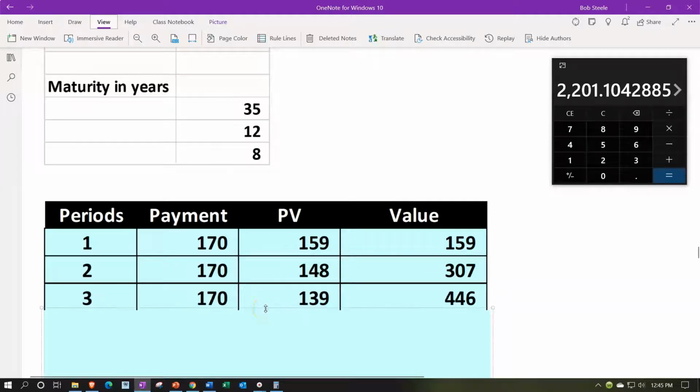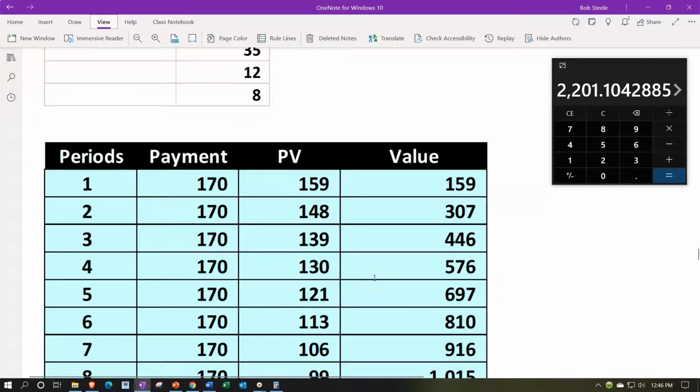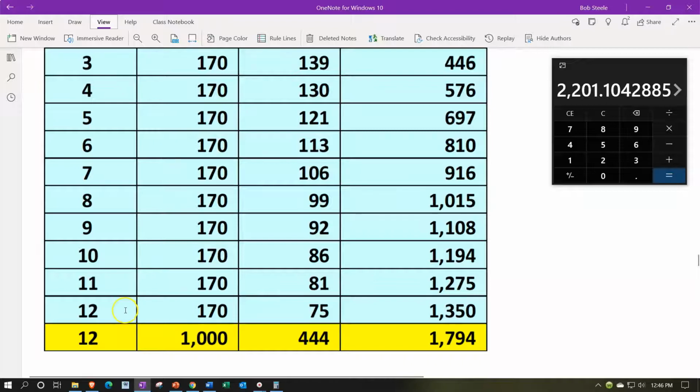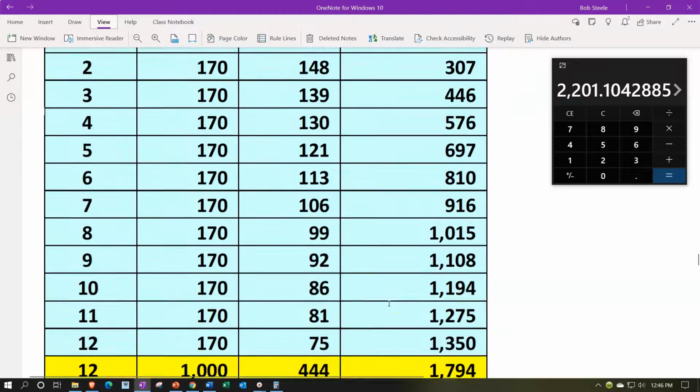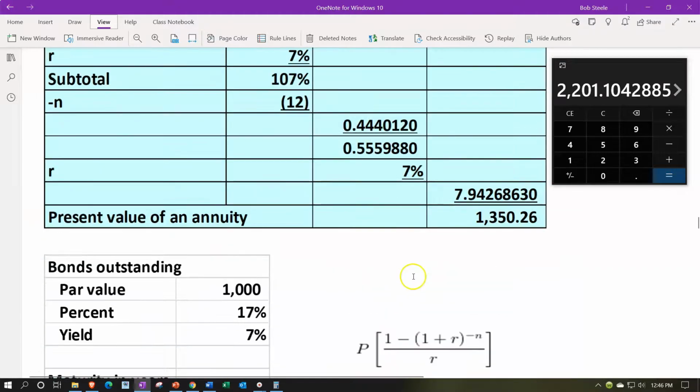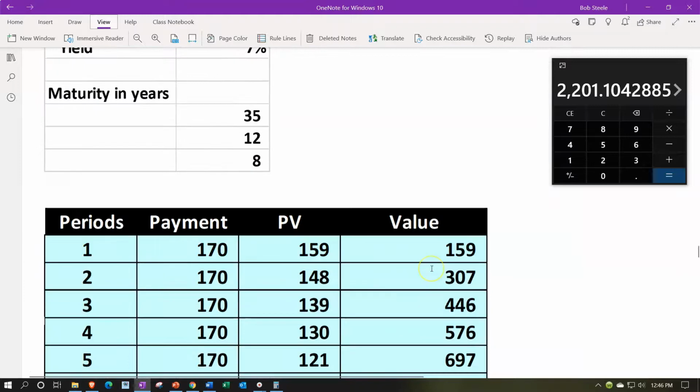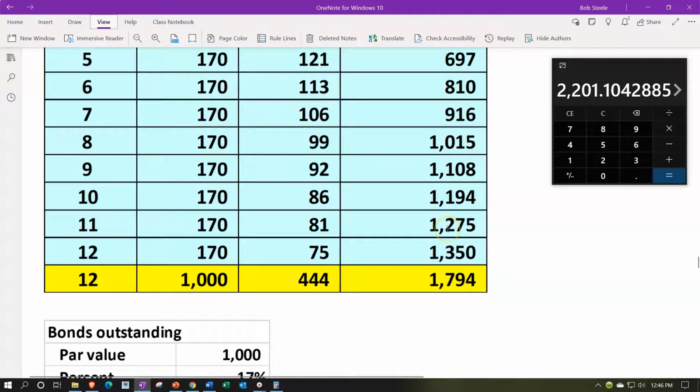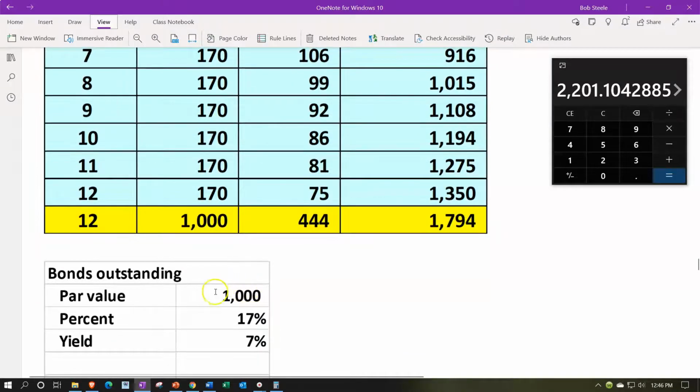Third payment on the annuity, 170, present valuing that back would give us the 139. 139 plus the 307 gives us the 446. We continue on this process, but it doesn't go quite as far because there's only 12 payments. Stopping here at 12 gives us that 1,350, same answer we got up top, but rounded, 1,350.26. Then if we tack on the last one, I can do the same thing if I just present value this 1,000 back to the current period, which we will do shortly later, showing the calculation on how to do that.